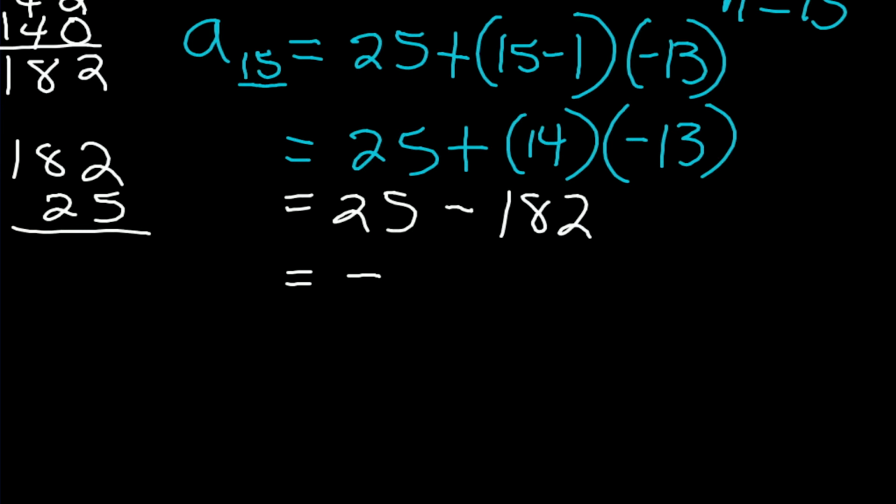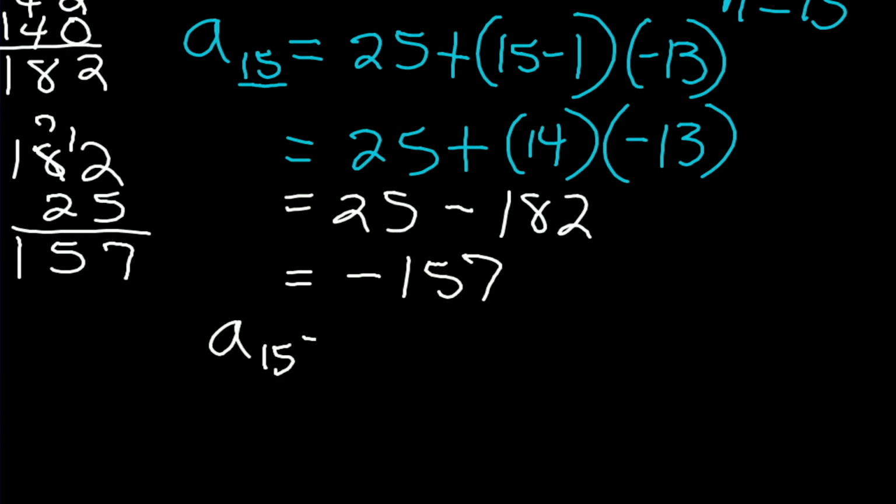So, can't subtract 5 from 2, so I have to borrow from the 8, make that a 7. That's 12. 12 minus 5 is going to give me 7. 7 minus 2 is going to give me 5. Bring down the 1. So it's going to give me a negative 157. So I know that a sub 15 equals negative 157.